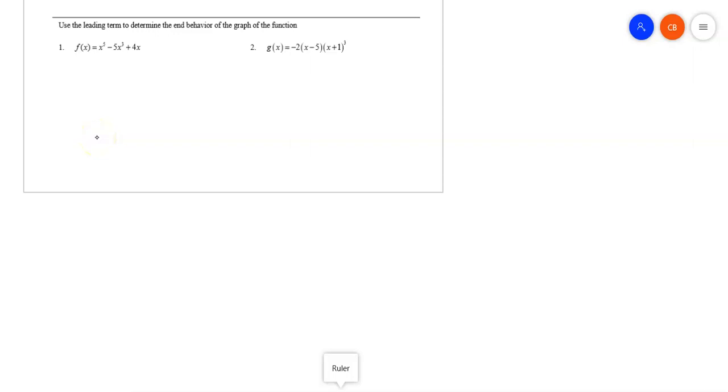Hello everyone and welcome to part 2 for our 3.2 notes talking about polynomial functions. And we're continuing our discussion here about this idea of end behavior. Now this one is referring to this idea of using the leading term, and it is appropriate to talk about the leading term of a polynomial given that a polynomial is written in the standard form.